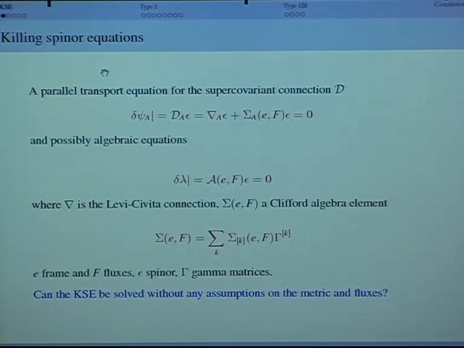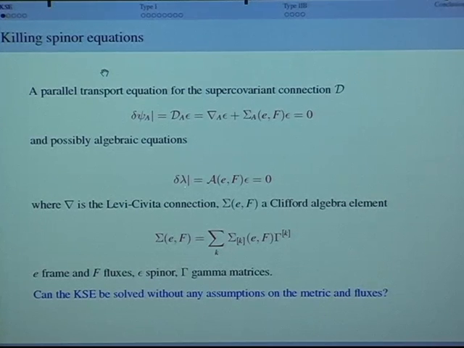Now, the Killing spinor equations are the vanishing variations of the fermions of the supergravity theories, and one of the fermions, of course, is the gravitino, and the Killing spinor equation is the parallel transport equation. But the first part is the Levi-Civita connection, but it has an extra part that depends on the fluxes of the supergravity theories, which has an expansion in symmetric products in gamma matrices of higher and higher order. So this is not quite what one expects from, let's say, Riemannian geometry.